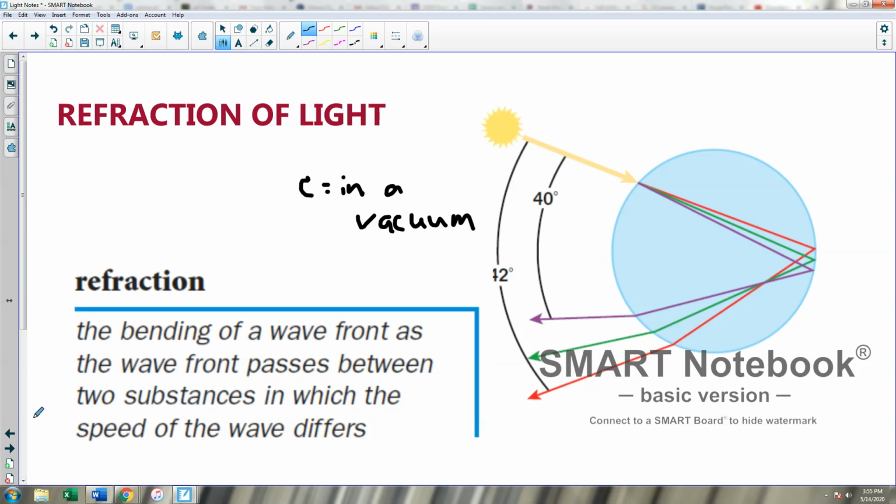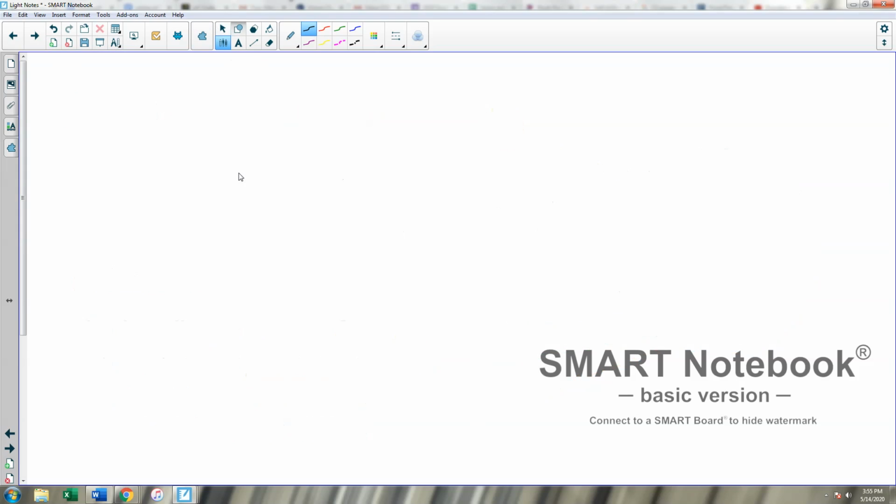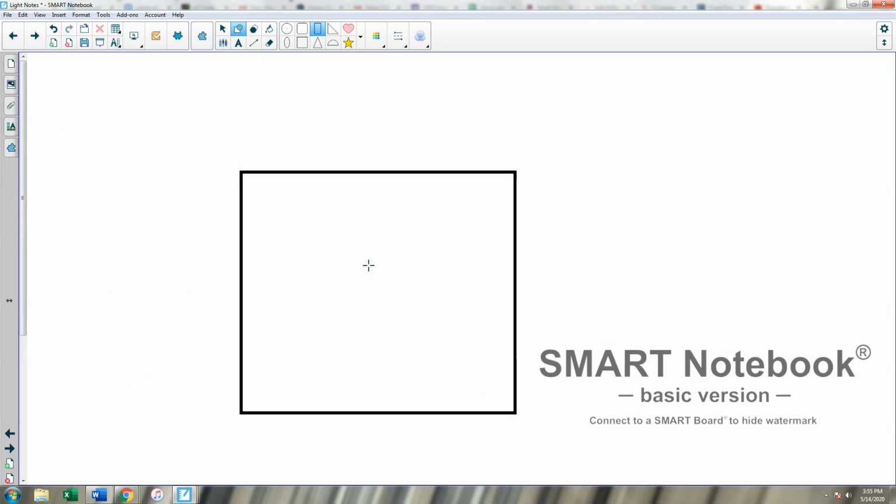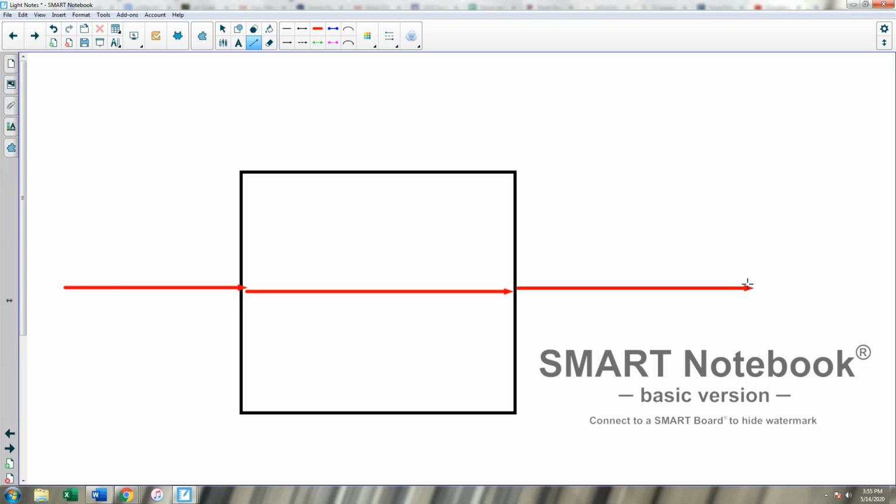Something to understand is that if you have light just hitting something straight on, remember we talked about this being normal to the surface. If you have light just hitting something straight on, it's not going to change direction. It's just going to keep going straight, and then it's going to emerge through the other side. It's really only when you have light hitting at an angle that it changes directions. And so we say this is normal to the surface here.